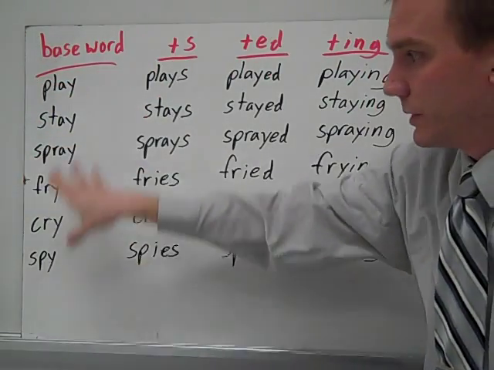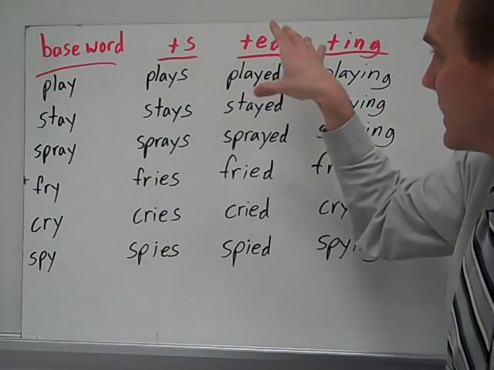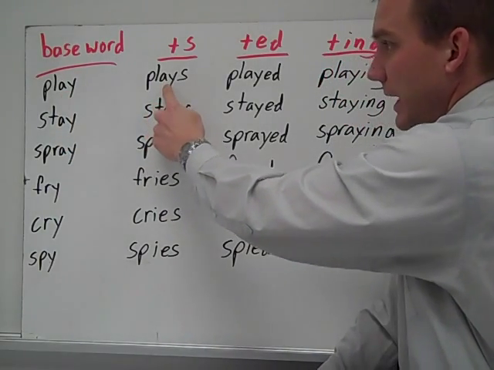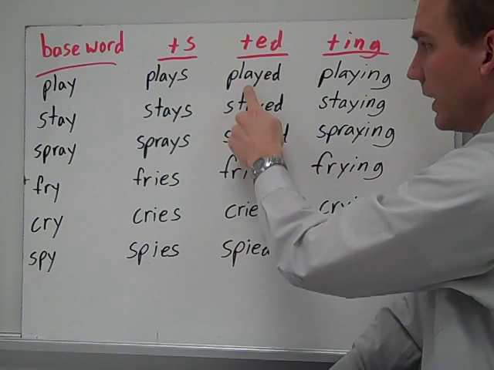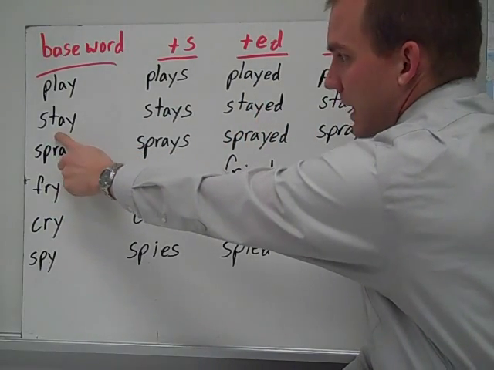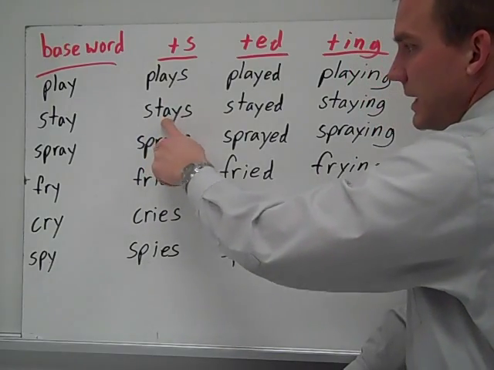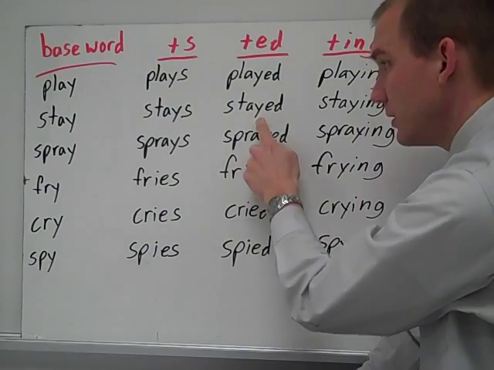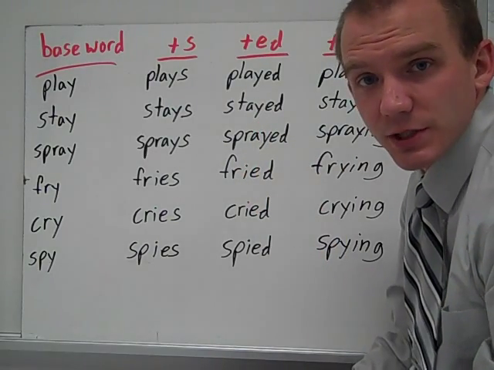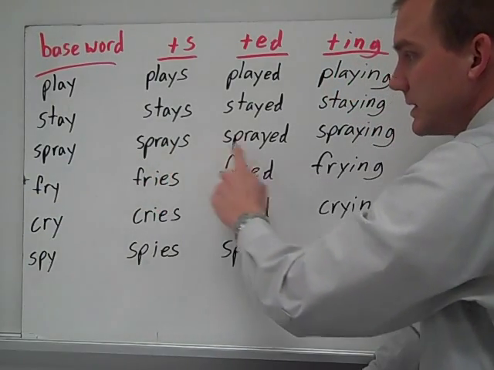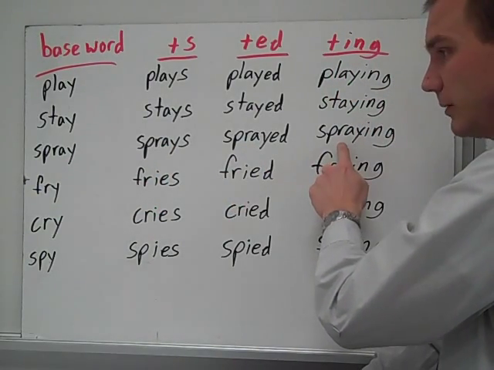So we have our base words. There's six of them. You have your plus s, plus ed, and plus ing. Play is a-y, becomes plays, just adding your ending. Played, adding your ending again, and playing. Stay is a-y, becomes stays, stayed, and staying. Again, you just add the ending. You don't drop the y or change it to i or anything. And same for spray. Spray becomes sprays, sprayed, and spraying.